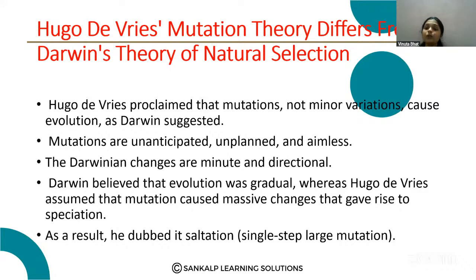But according to Hugo de Vries, he assumed that mutation means sudden appearance of some characters, a sudden change in the characters in the group, that causes speciation. So that results in speciation, which causes new organisms to develop. As a result he dubbed it saltation, that is a single step large mutation.